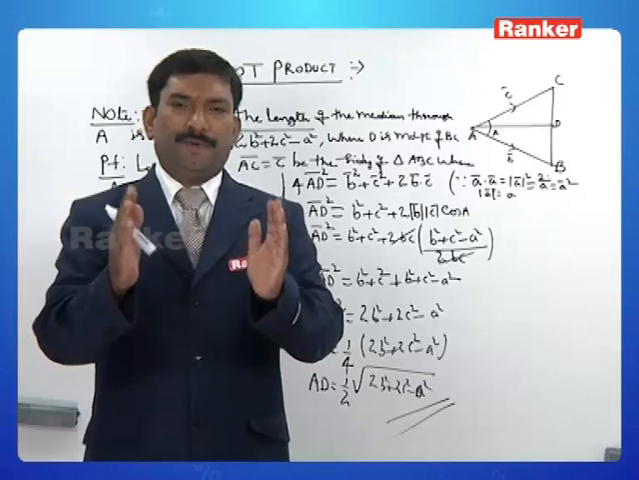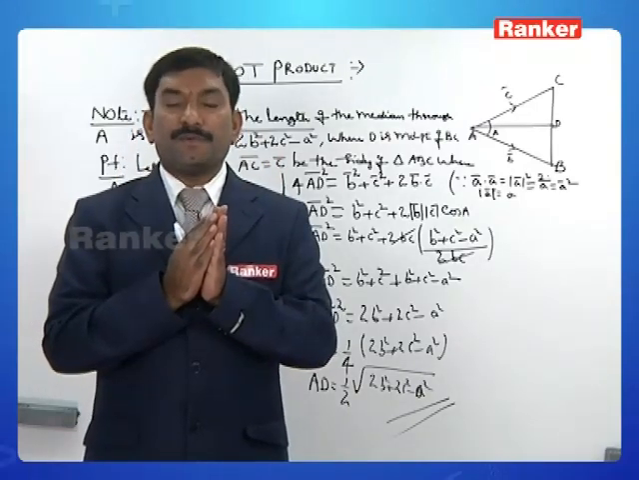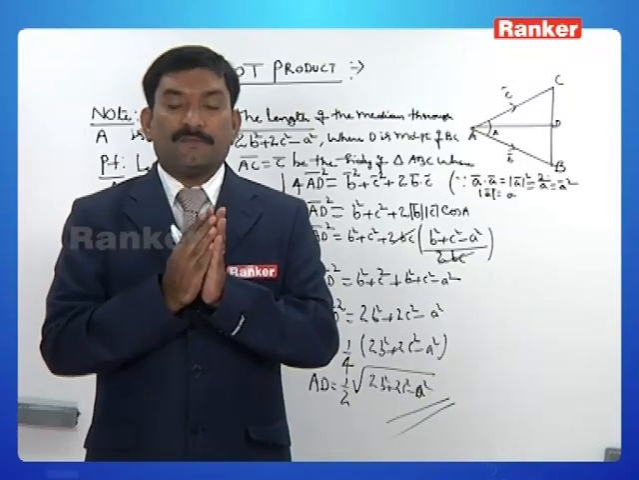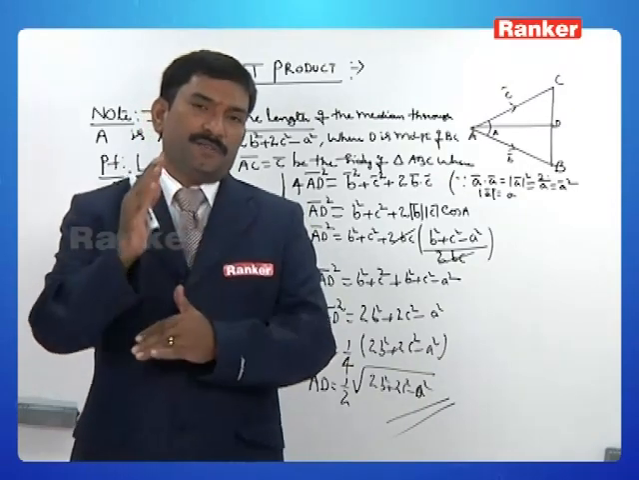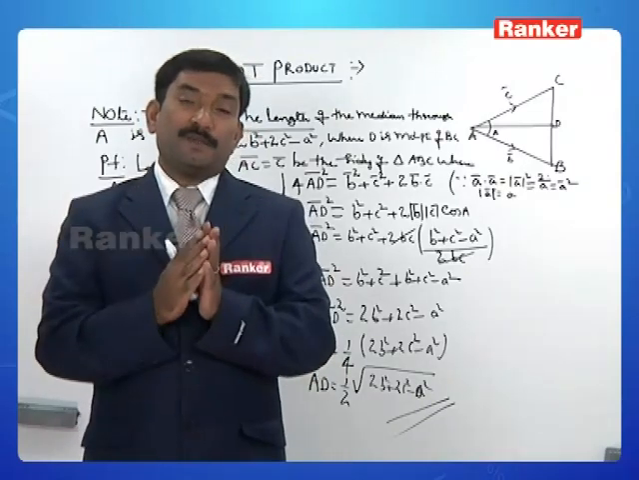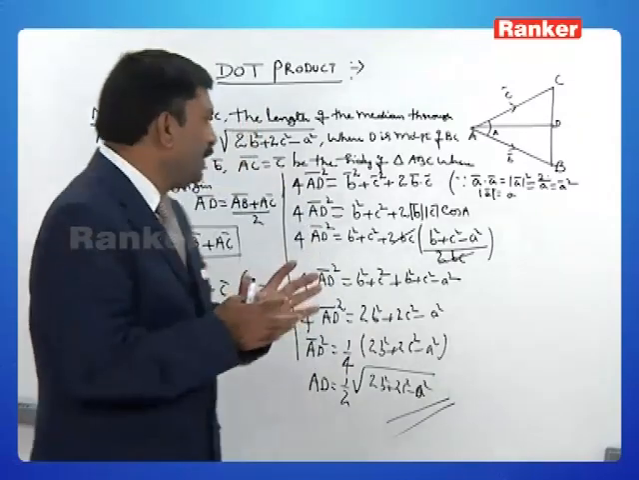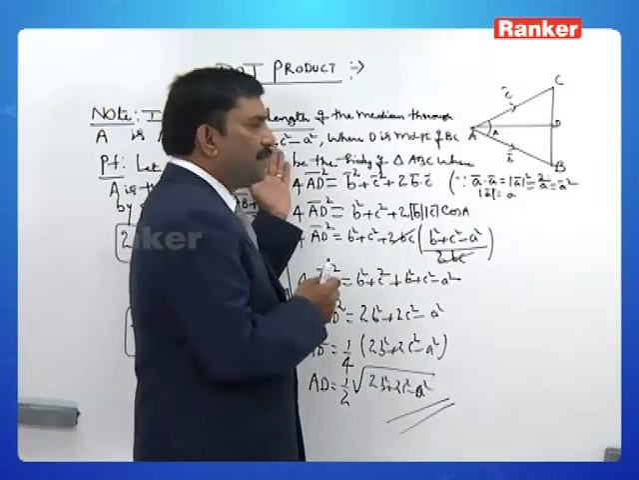Half into square root of 2b square plus 2c square minus a square. Opposite to A, minus a square. Opposite to B, minus b square. Opposite to C, minus c square. So this is the length of the median through A.